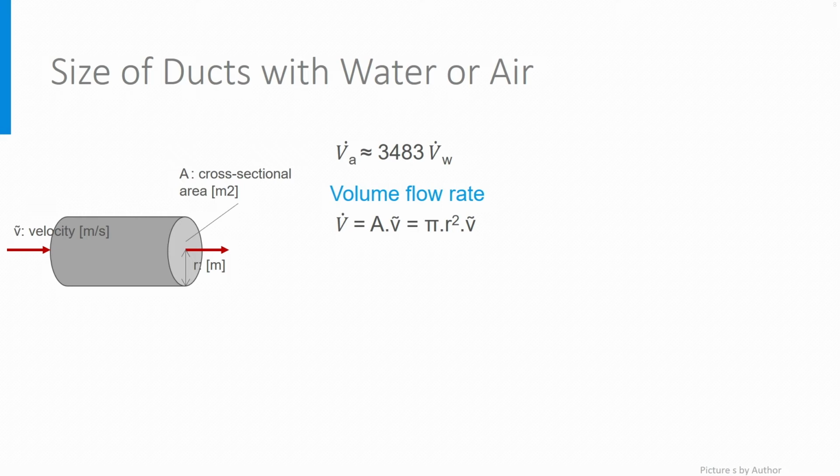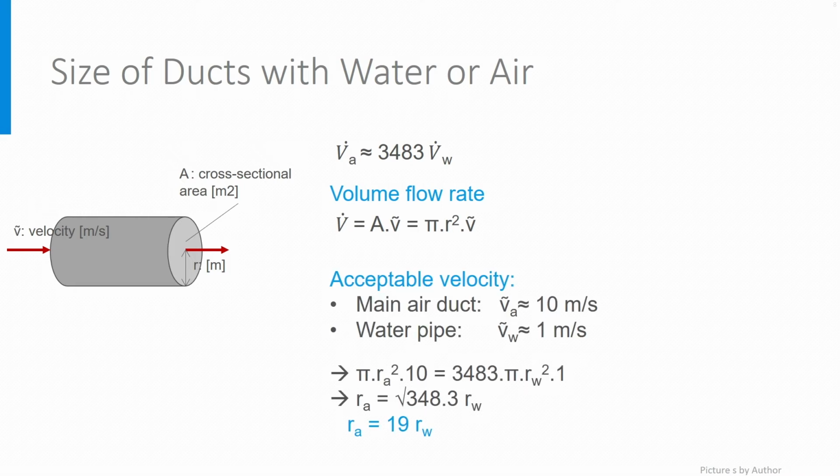Because of noise and pressure, it is better to limit the velocity in ducts. In a main air duct, the velocity will be around 10 meter per second. In a water pipe, it will be around 1 meter per second. So, by using these values in the equation above, we find that the radius of the air pipe should be 19 times the one of the water pipe. You see here how that is.